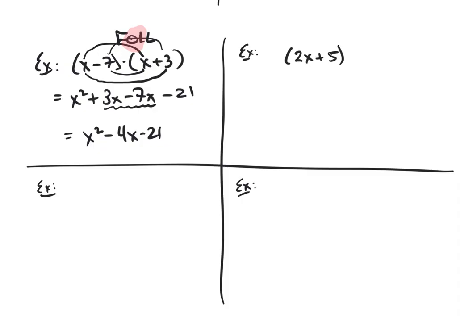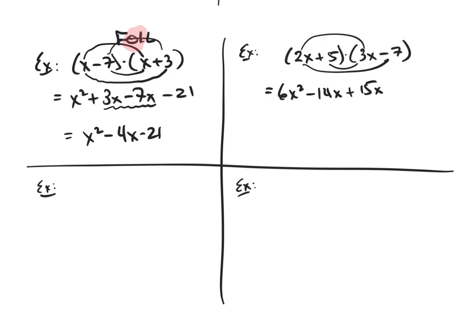So 2x plus 5 times 3x minus 7. Again, binomial times binomial, so FOIL, firsts, 2 times 3, x times x. Outsides, 2x times negative 7, so 2 times negative 7 is negative 14 with an x attached. Insides, 5 times 3x, so 5 times 3 is 15 with an x attached. And lasts, 5 times negative 7. 5 times negative 7 is negative 35. The O and the I can be combined, and so we get x squared plus 1x minus 35.